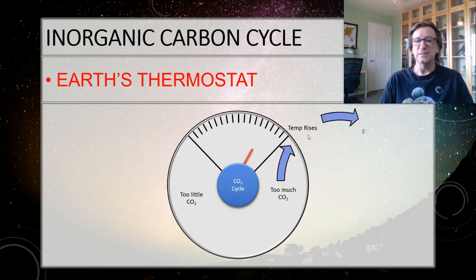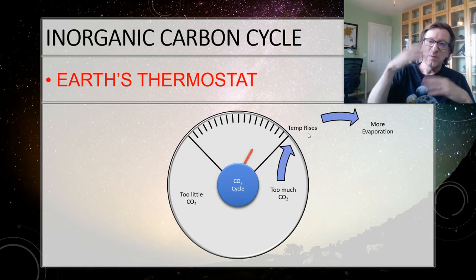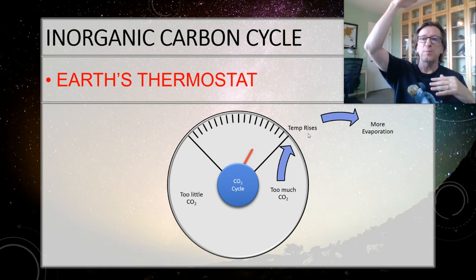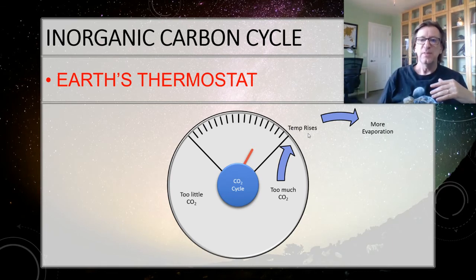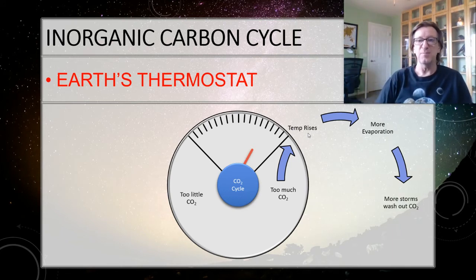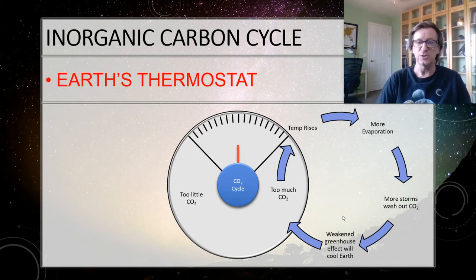Well, when the temperature rises, then we get more evaporation of the oceans. And so, as soon as the temperature begins to go up, the first thing you're going to see is more storms. That's your first indication that the atmosphere is heating up. So that water vapor rises up in the atmosphere very rapidly. That causes storms, which wash that carbon dioxide back out of the atmosphere. Well, when it washes out of the atmosphere, we've got less carbon dioxide in the atmosphere, and so we have a weakened greenhouse effect, and the temperature goes down. And so then the global temperature goes back to where it should be.